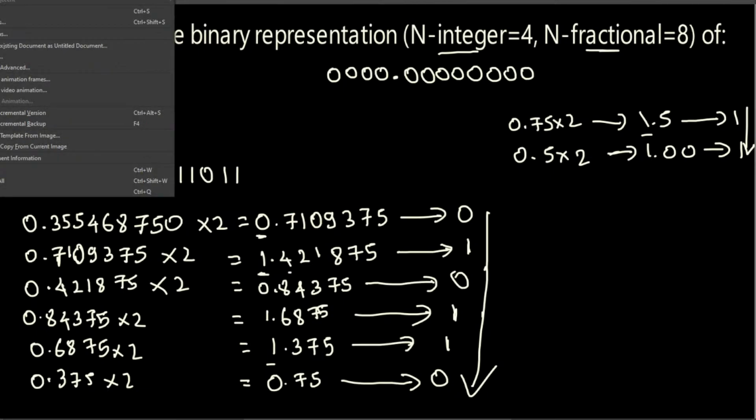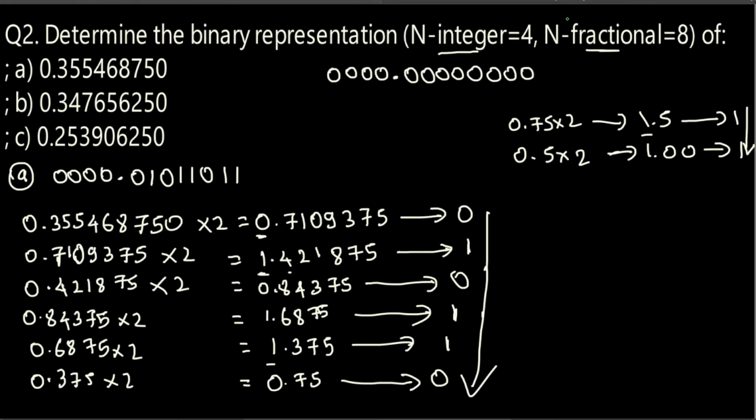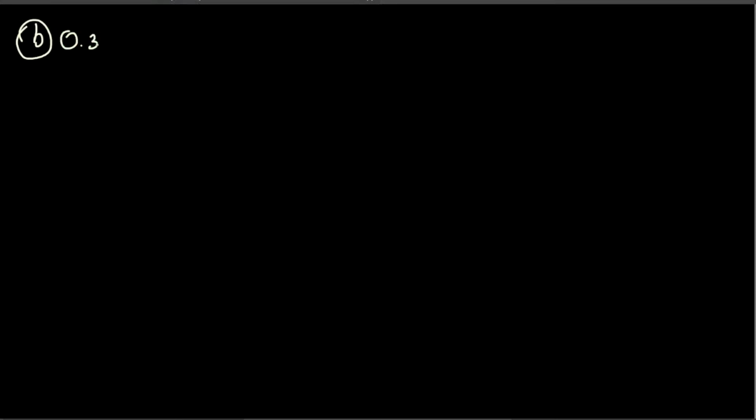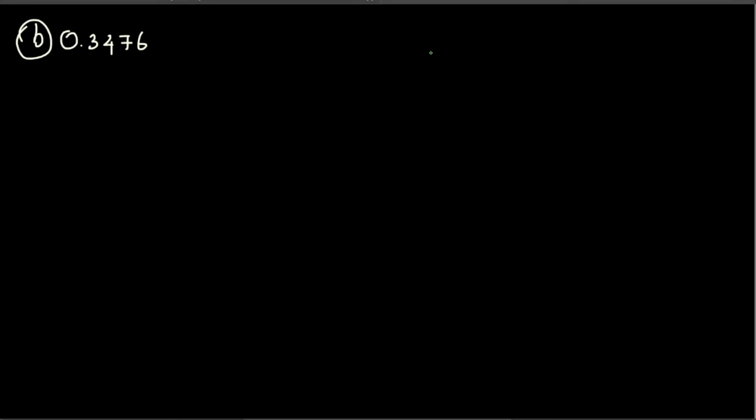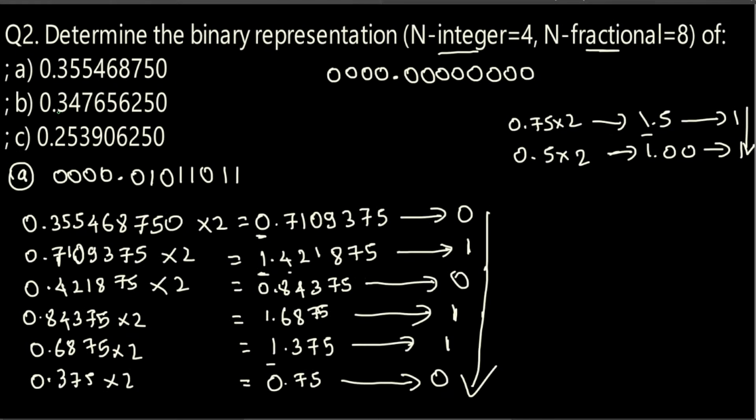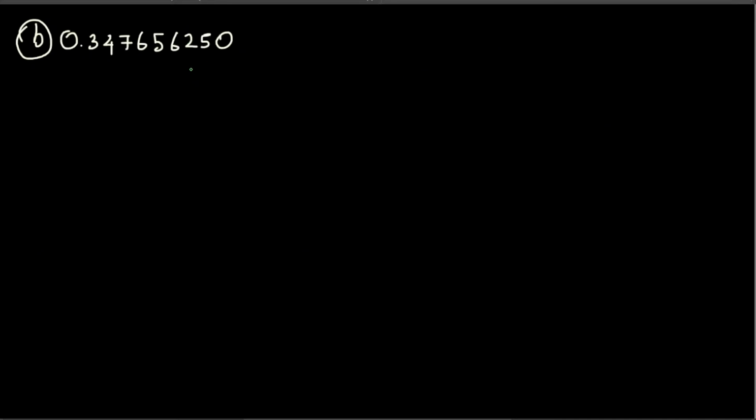Now let's look at the B part. In the B part, we have 0.347656250. We multiply this by 2 until we get the 0.00 situation.